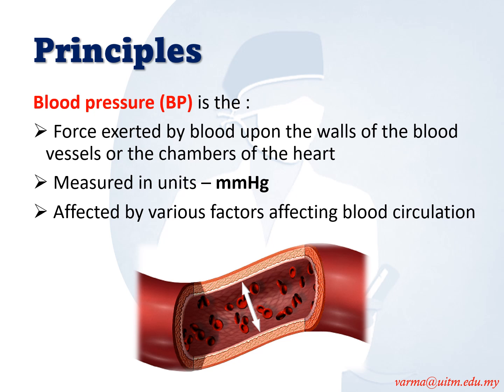The principles behind the blood pressure monitoring. What is blood pressure? Blood pressure is the force exerted by the blood upon the walls of the blood vessels or chambers of the heart. What does it mean? We have our blood that flows around our body, circulating in the blood vessels, and these blood particles will exert a certain amount of pressure on the walls of the vessels that they are flowing in. So this is the blood pressure. It is measured in units millimeter mercury, and it is affected by various factors which affect the blood circulation.